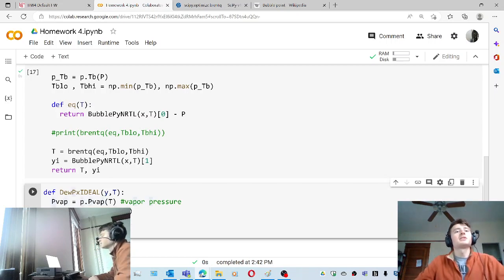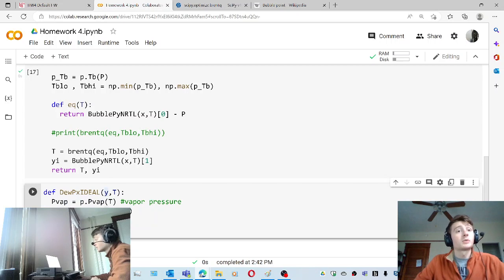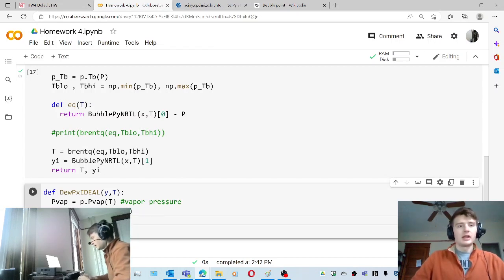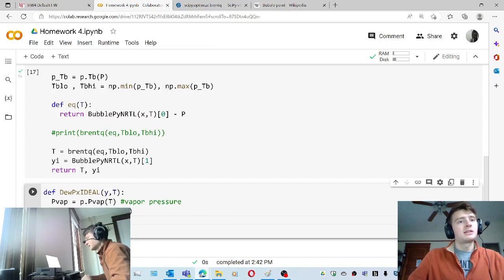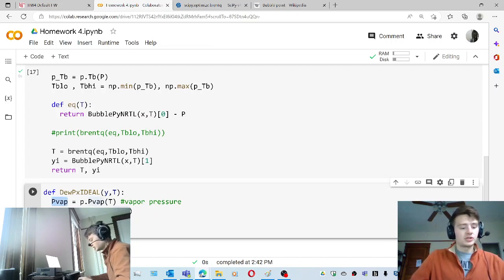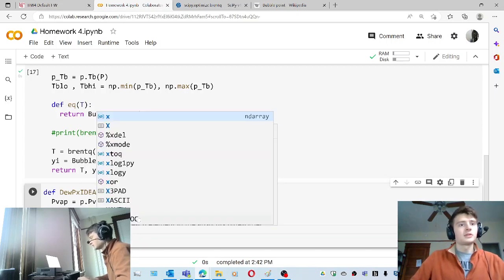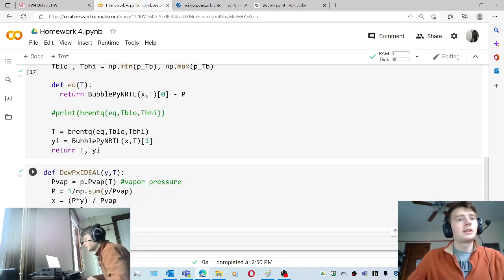So once again, this pressure is a scalar, it's just a single value, but this y is an array. It has 3 components in it: 1/3, 1/3, 1/3. That's what y would be for the system we're looking at here. And then I'm going to divide that by the saturation vapor pressure. So now that's P, that's X. I can go ahead and return P and X, right? So go ahead and return that.